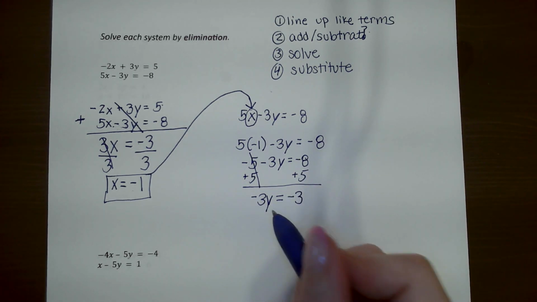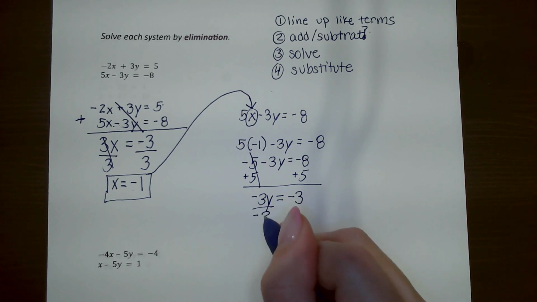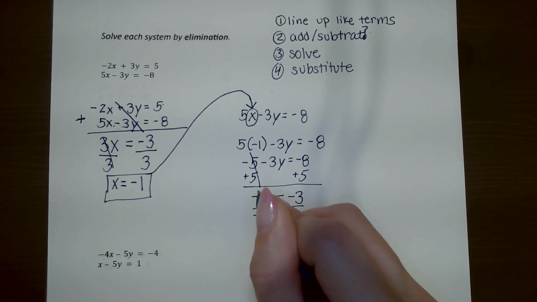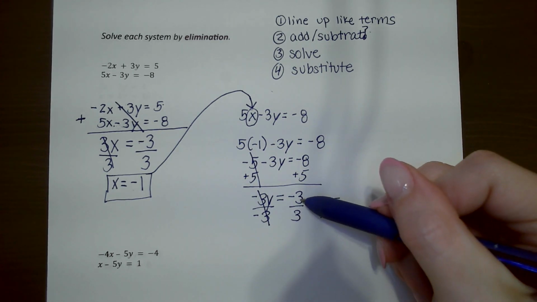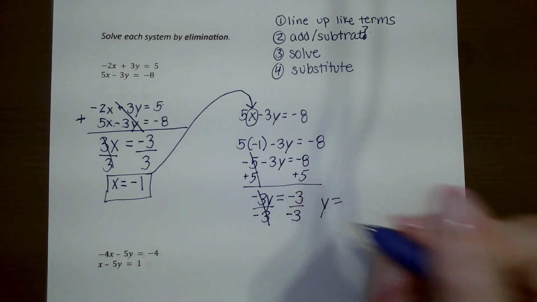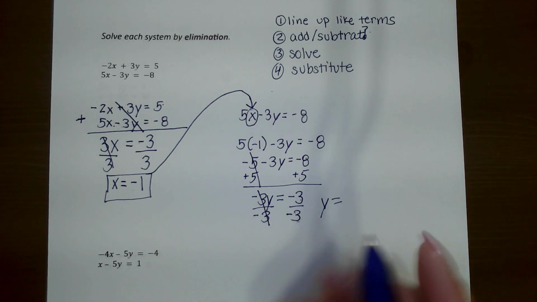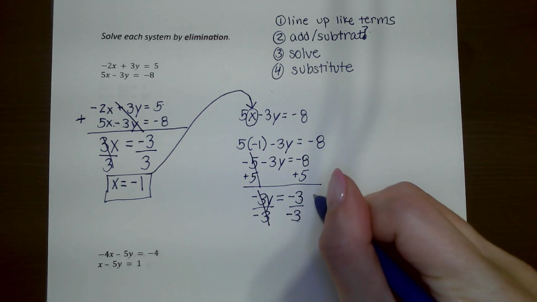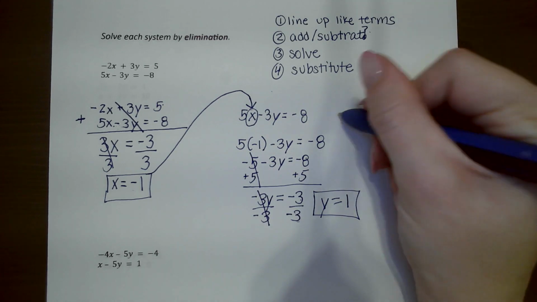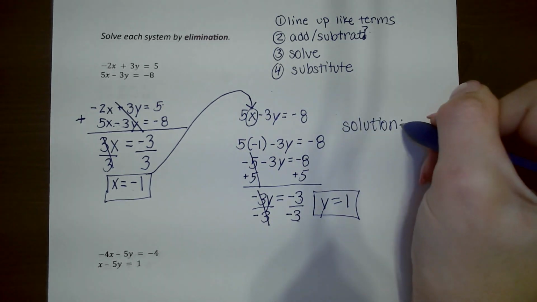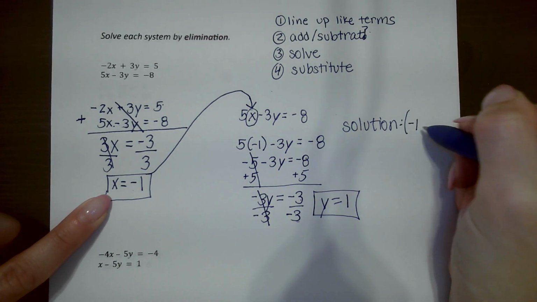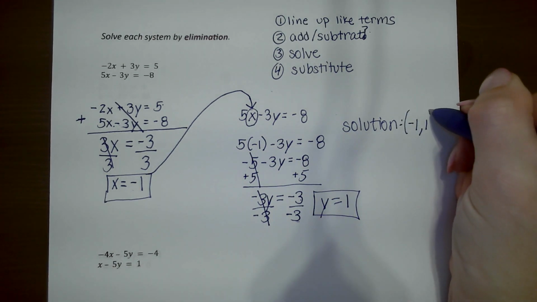Now we want to solve for y, so we'll divide by negative 3 on both sides, and we get y equals negative 3 divided by negative 3 equals positive 1. So our solution for this system would be negative 1, 1.